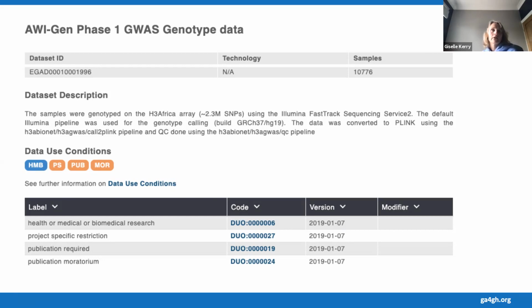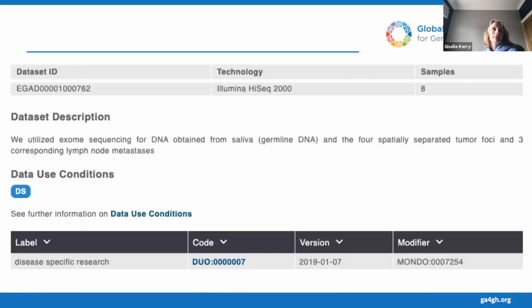So here they've used the data use ontology 24, and then they can apply. People can then see, when they're applying for the data, that they can use the data but won't be able to publish on it for a certain amount of time. Next slide, please. And this is my final slide, actually.